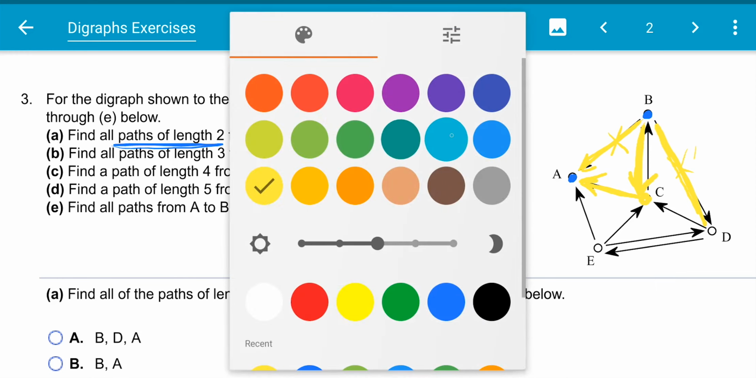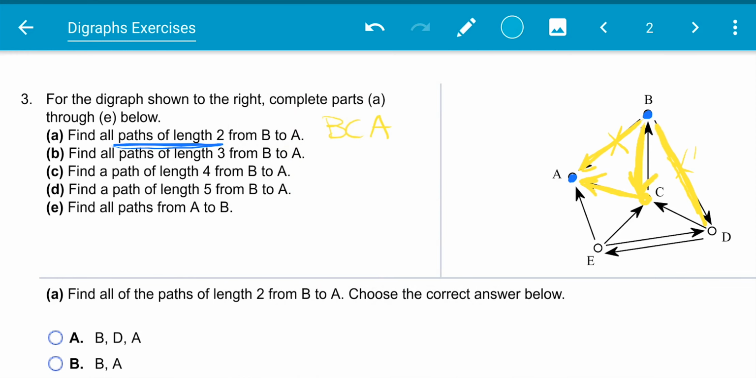All right, the next one we're going to do is find all paths of length 3 from B to A. So now we're still trying to go from B to A.